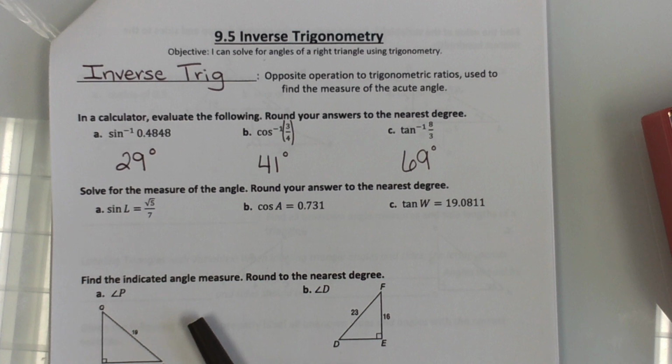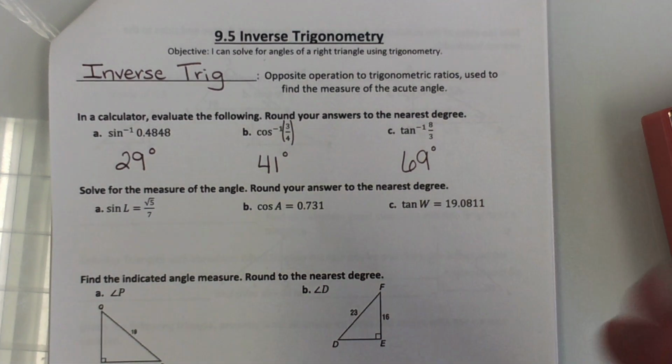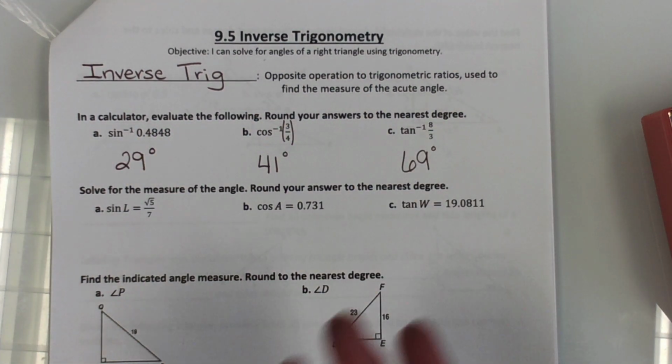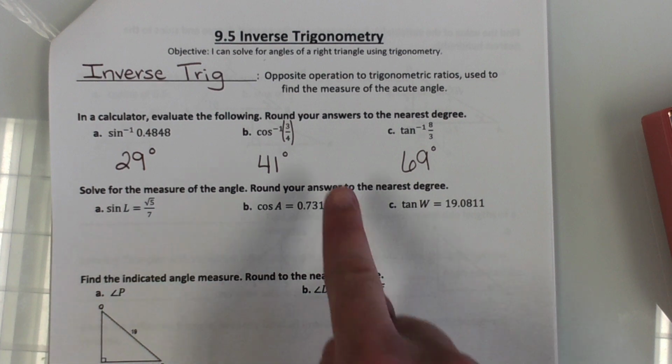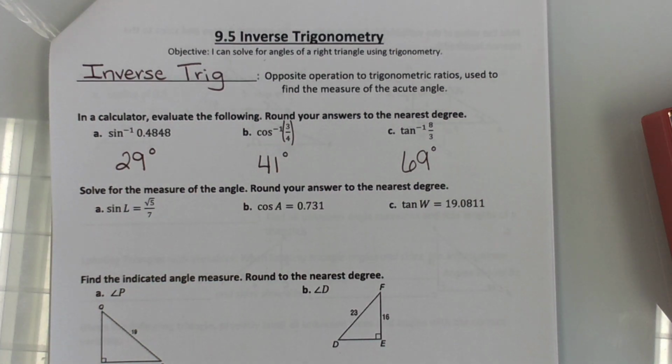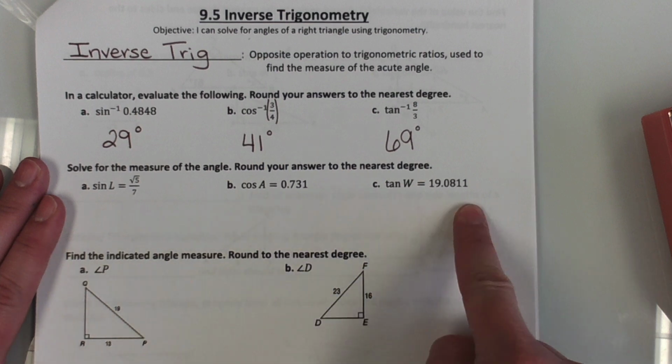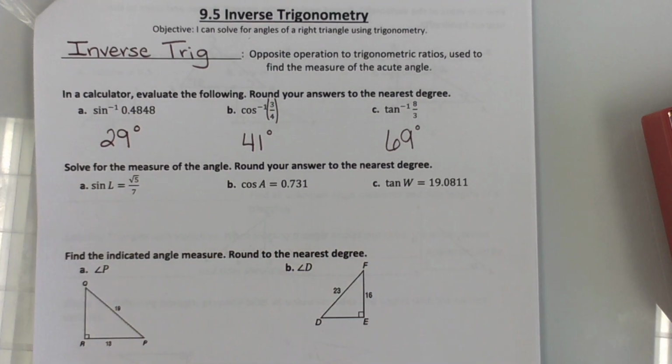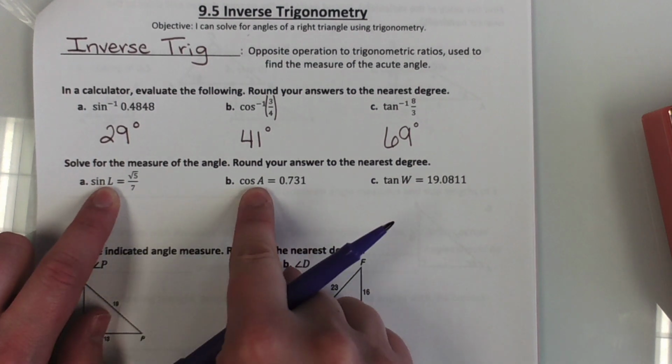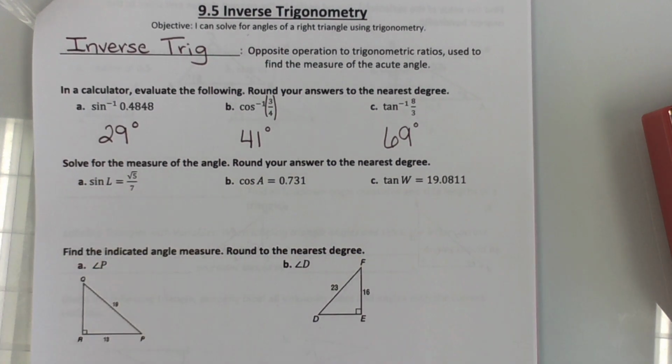So, now, evaluating inverse trig, really, really easy. You type in the calculator exactly what it says, add parentheses if necessary. Sometimes I'll give you a trig equation, or a trig ratio. It wants me to solve for the measure of the angle. The angle is the thing right here. In this case, it's L, here it's A, here it's W. If I want to solve for something, that means get it alone.